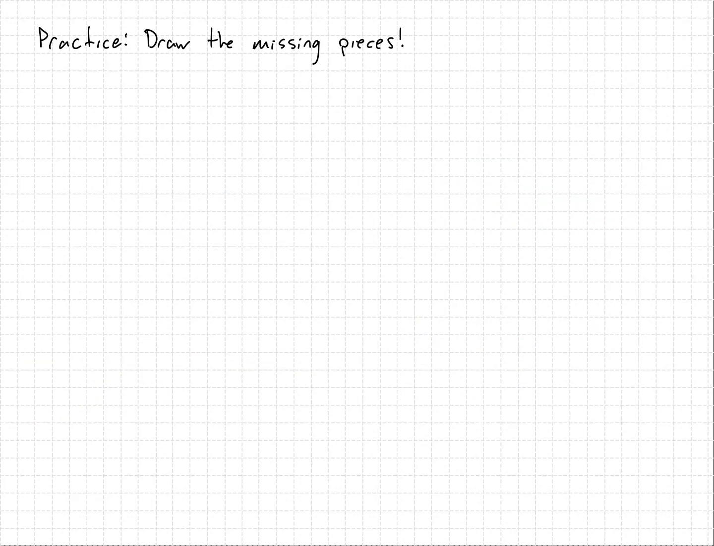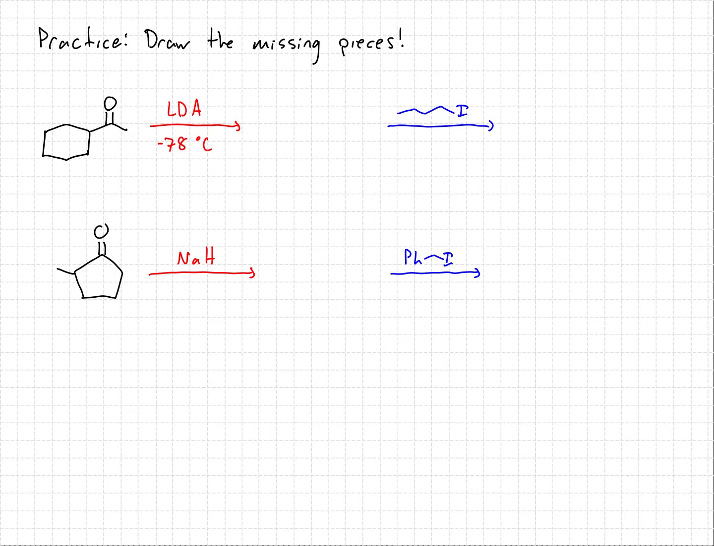Draw the missing pieces for these reactions. So in this first process, I'm taking this ketone here and I'm treating it with a bulky base at a low temperature. Then I'm treating the enolate that I form with butyl iodide in order to alkylate the alpha position. Which proton do I remove here and which product do I get? How would this change if I used a different base and I did this reaction at a higher temperature? Which enolate would I alkylate in this case?